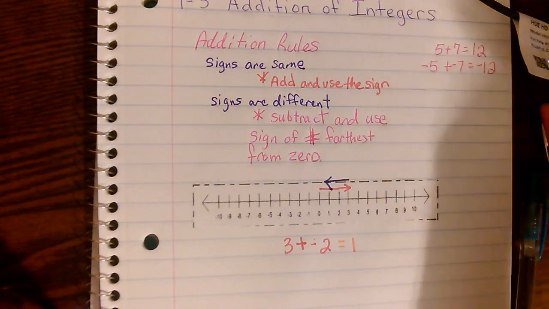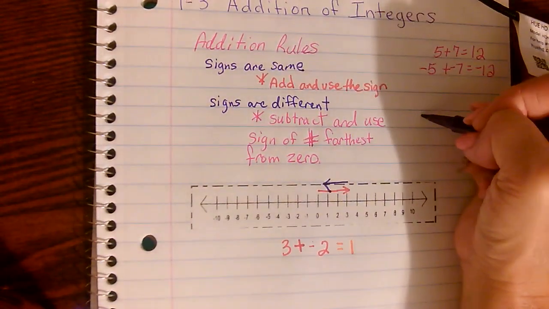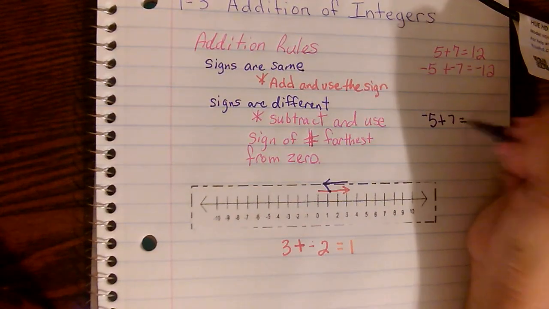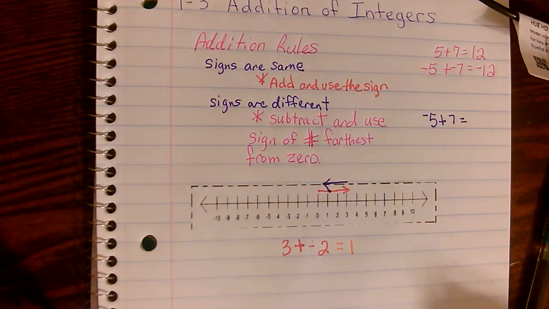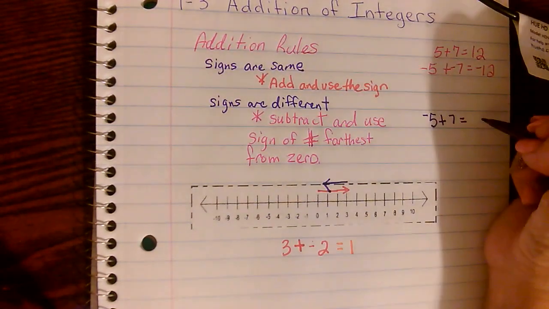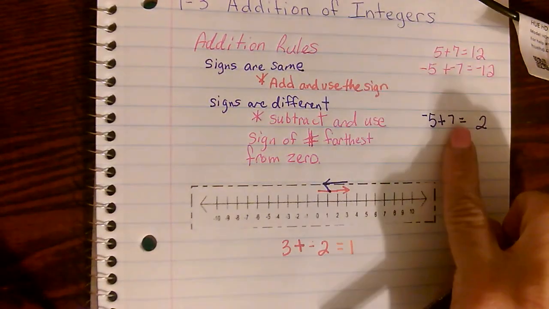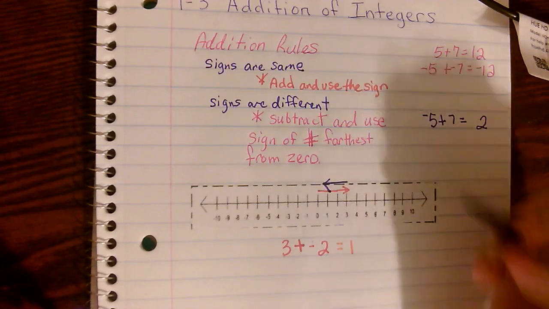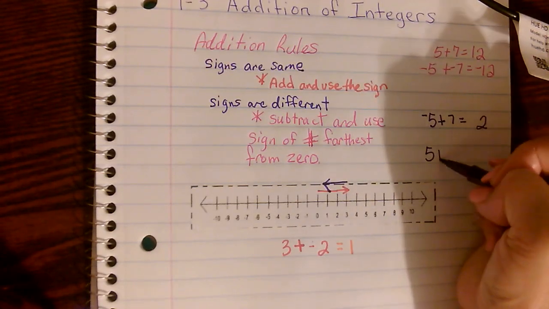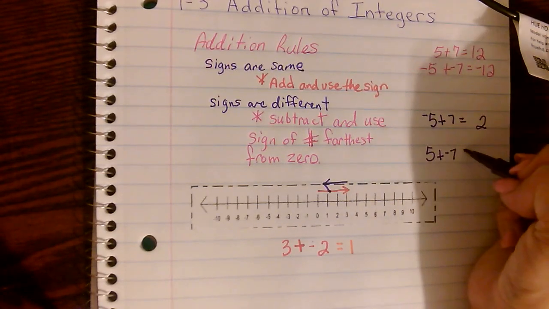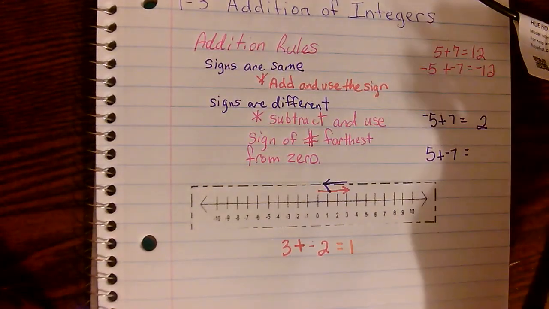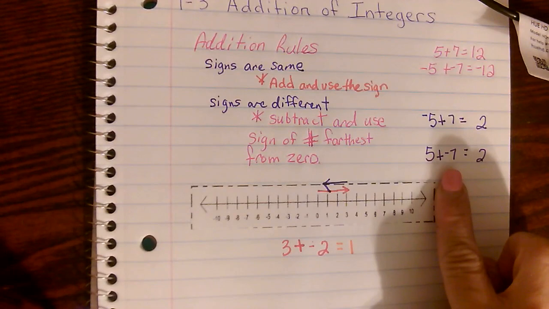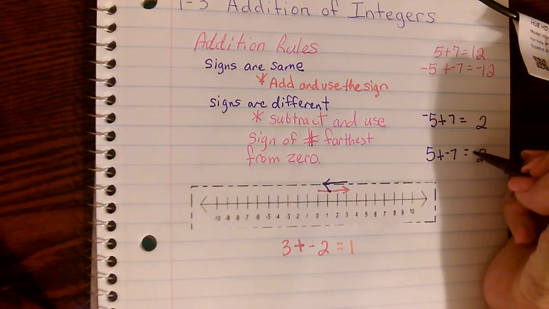If I use these numbers but with, this time, a -5 plus 7, the signs are different. So I subtract. 7 minus 5 is 2. 7 is farther from 0, and it's positive, so the answer is positive. But let's change this around. What if I use a +5 plus -7? Signs are different again. I subtract. 7 minus 5 is 2. 7 is farther from 0, and it's negative. My answer is negative.